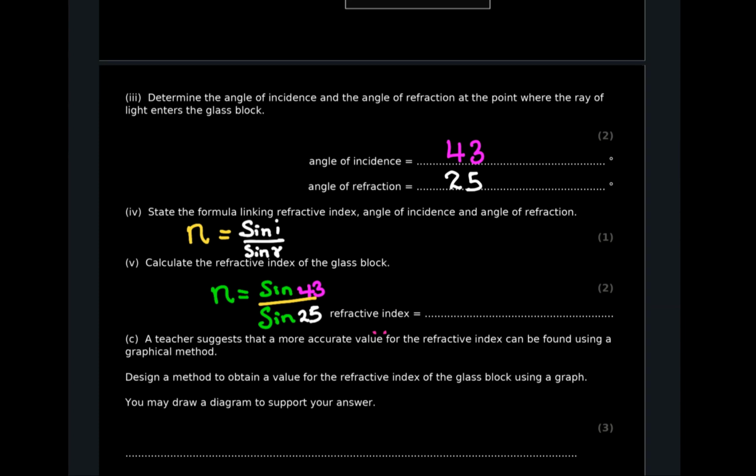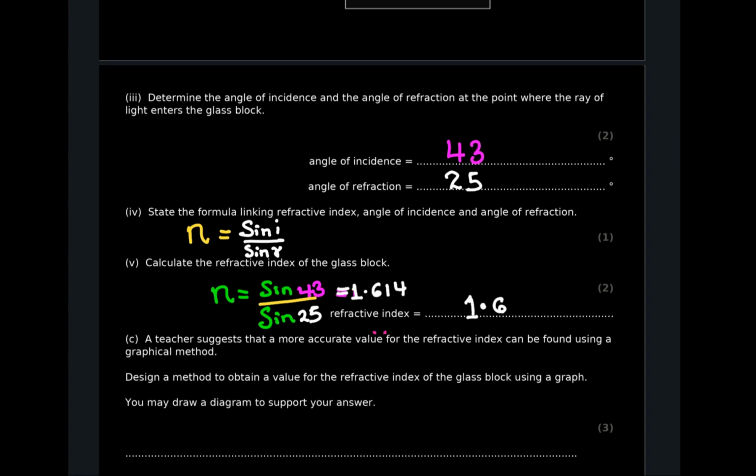So this is going to reduce to, if we put this in a calculator, we're going to get 1.614, which is approximately 1.6. And remember, refractive index does not have units because this is a ratio.